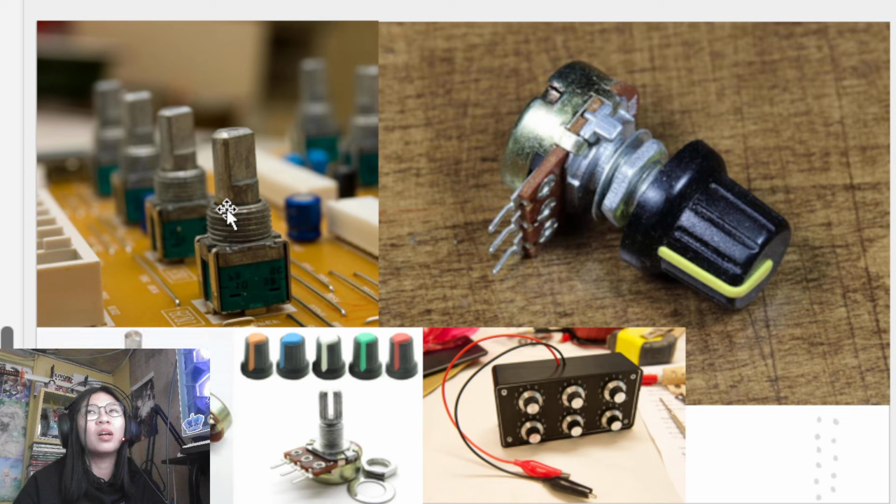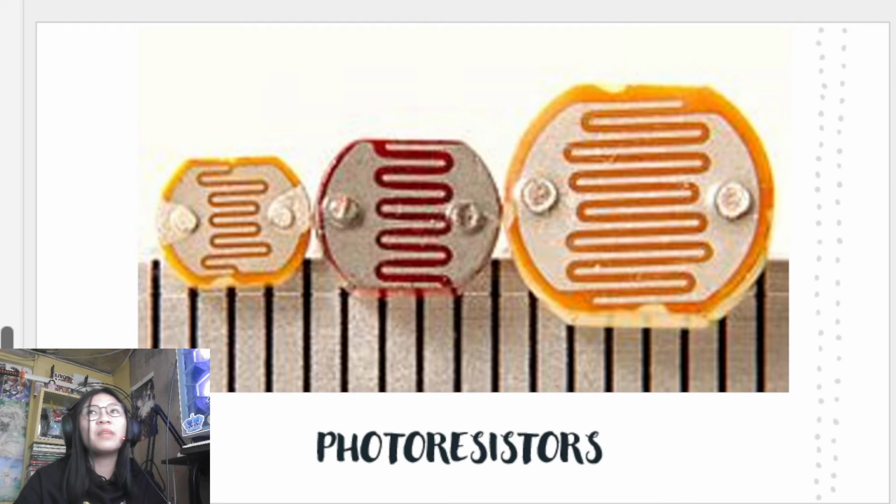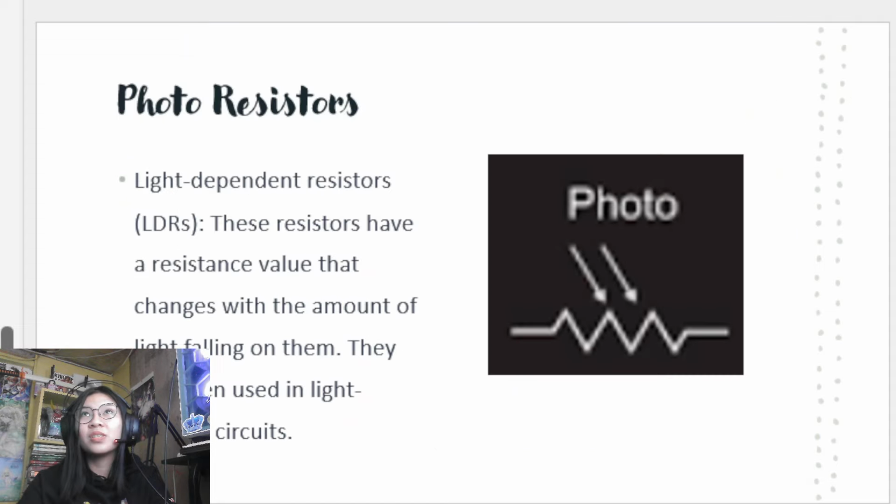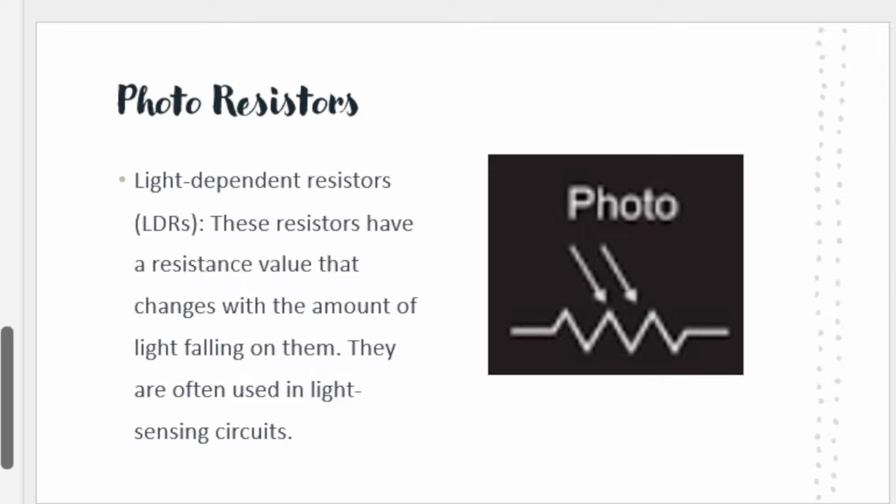Usually in audio players, I think. Yes. Then we have the photoresistors. Photoresistors, from the word photo, are light sensitive resistors. A light sensitive resistor or a light dependent resistor, LDR. So these resistors have a resistance value that changes with the amount of light falling on them. Okay, so they are often used in light sensing circuits.